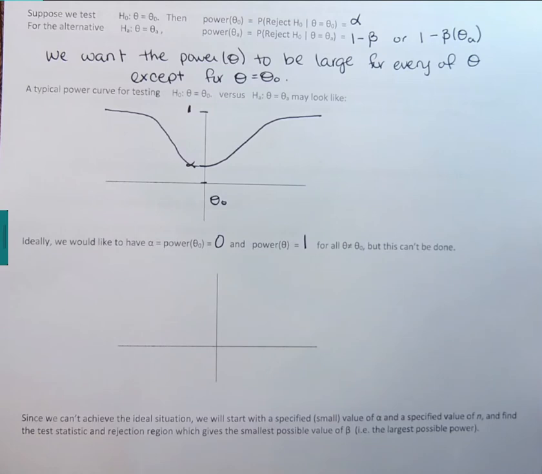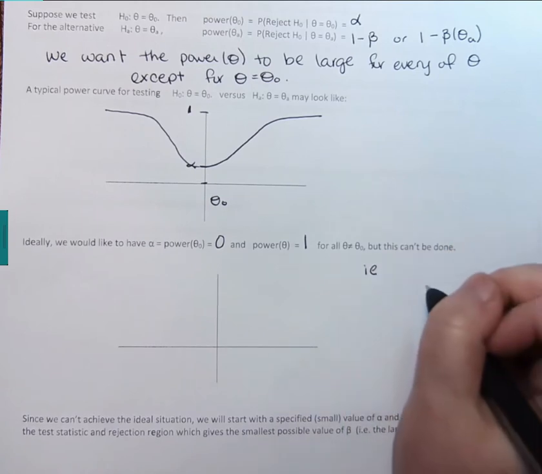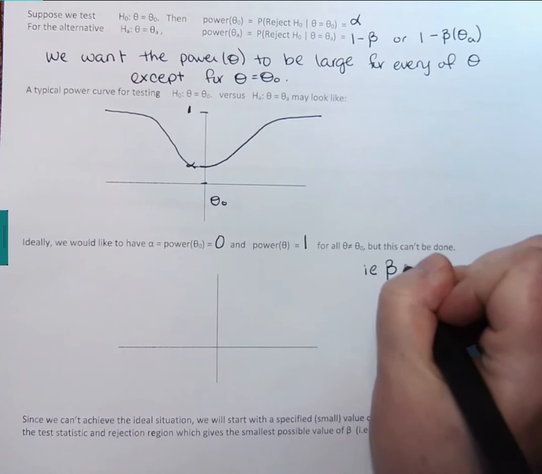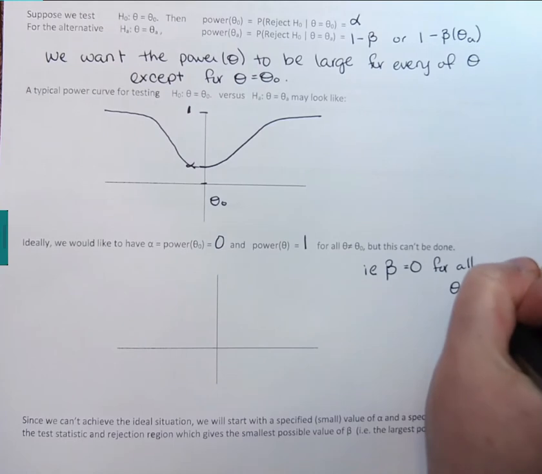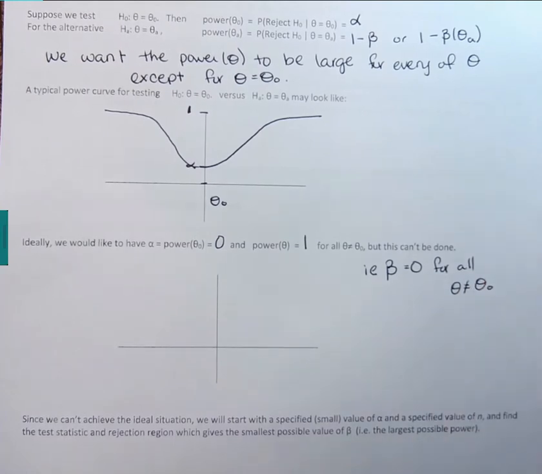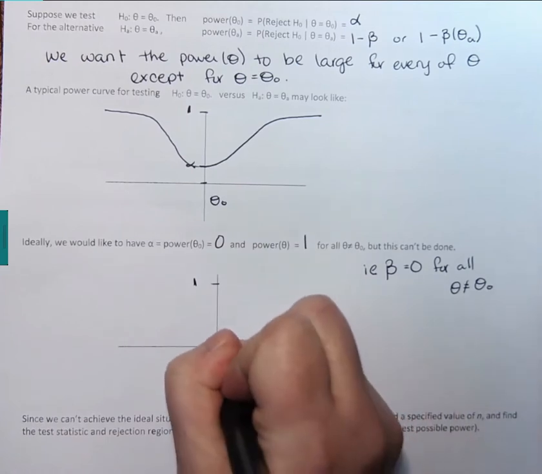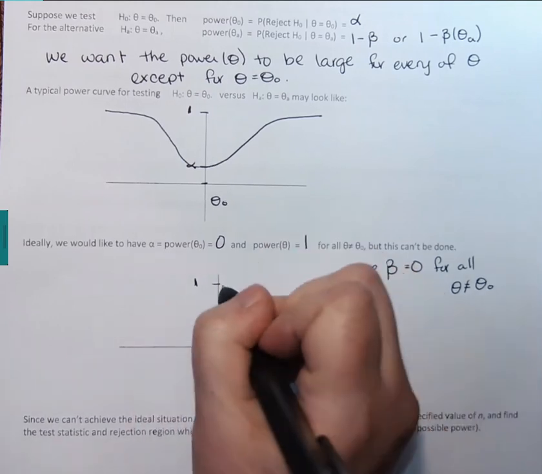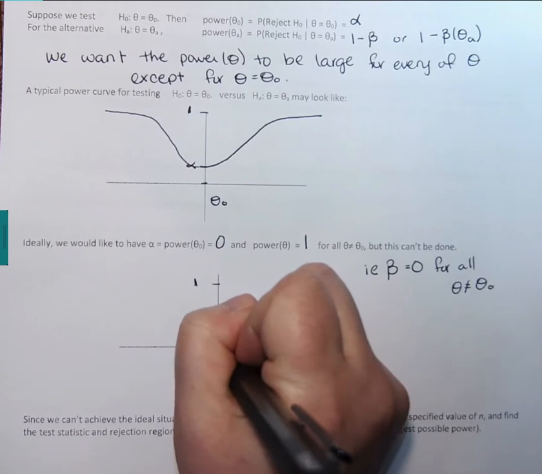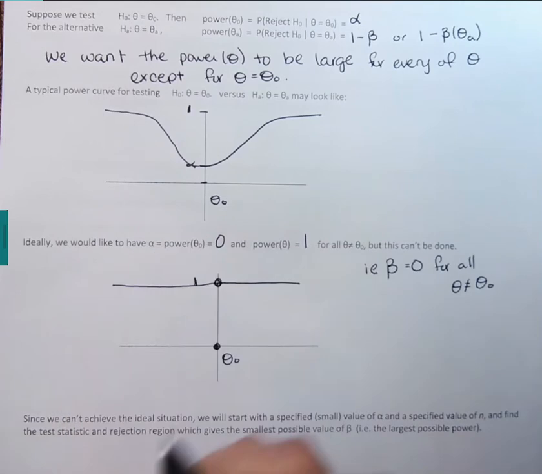So in other words, beta is equal to 0 for all theta not equal to theta naught. What this would look like in our graph is when we're at theta naught, our power would be 0, and then everywhere else, it would be equal to 1. But this can't be done.